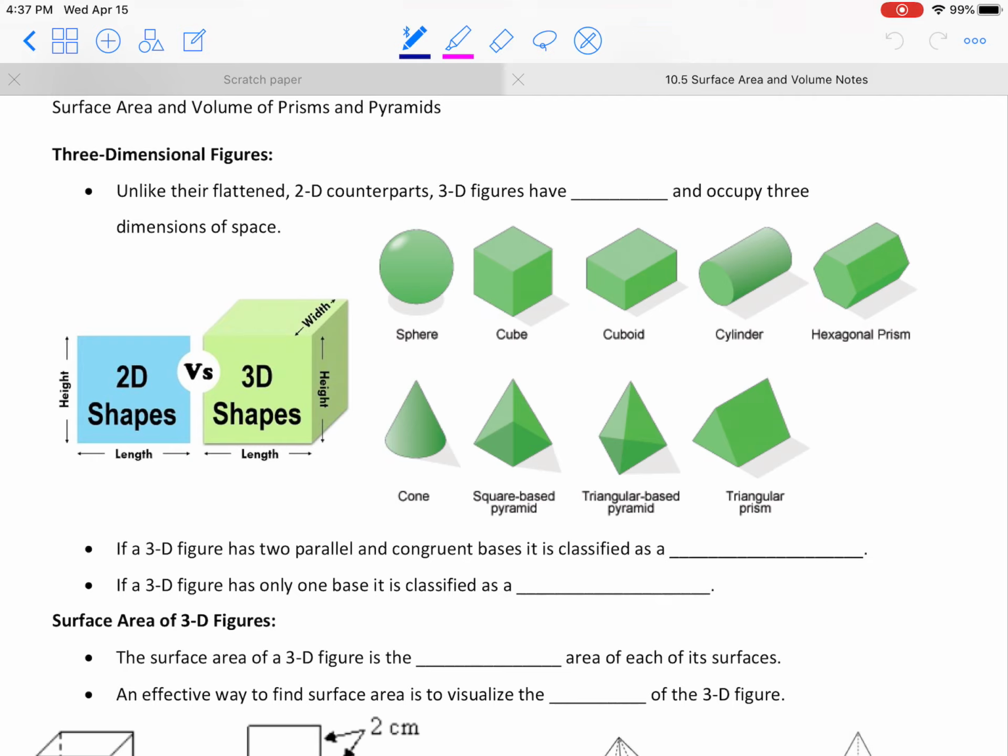Today's topic for 10.5 is surface area and volume. For some reason I put in the title prisms and pyramids, but we're also going to be looking at spheres, which is neither of those. Basically what we're going to be looking at is surface area and volume, which pertains to three-dimensional figures.